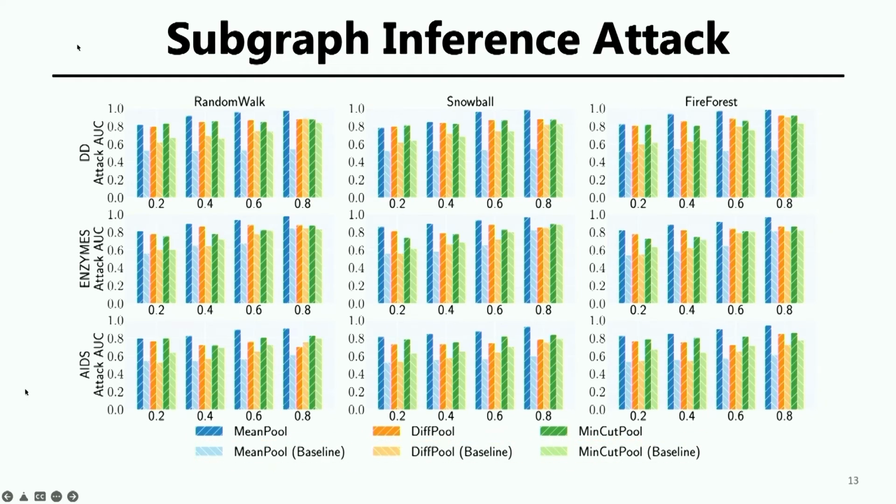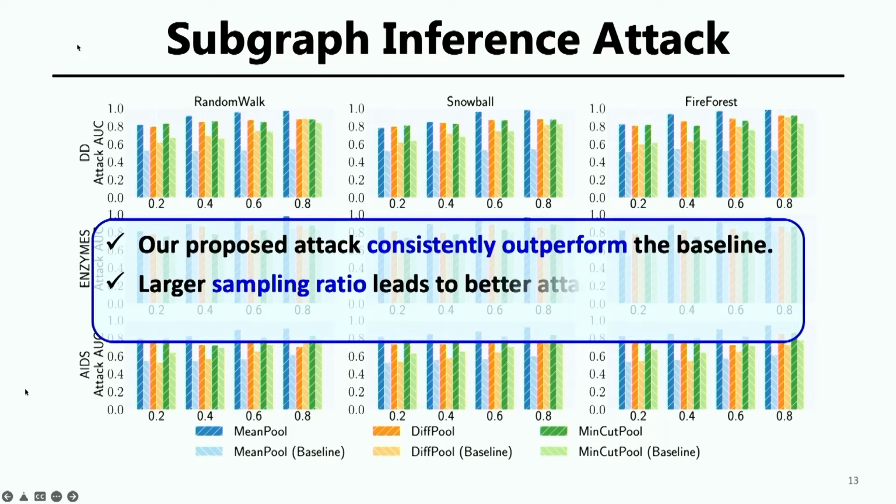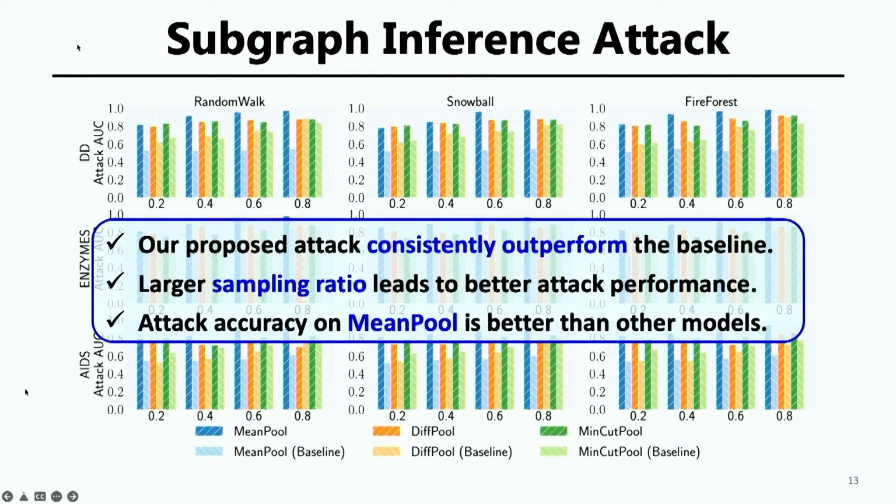Second, a larger sampling ratio leads to better performance. This is also expected, as the positive sample and negative sample tend to be more similar to each other on smaller subgraphs, making it more difficult for the attack model to distinguish between them. In addition, the attack accuracy on min pool is better than the others. We suspect this is because diff pool and min cut pool decompose the graph structure during their pooling process, so the subgraph as a whole might never be seen by the tagged model. And this makes it harder for the graph embedding matching to be effective.